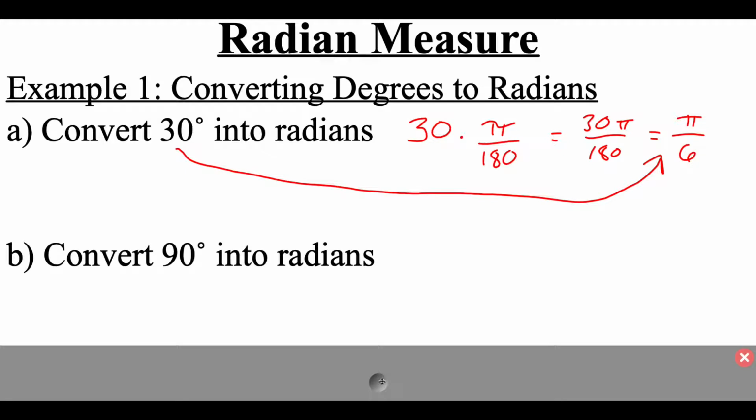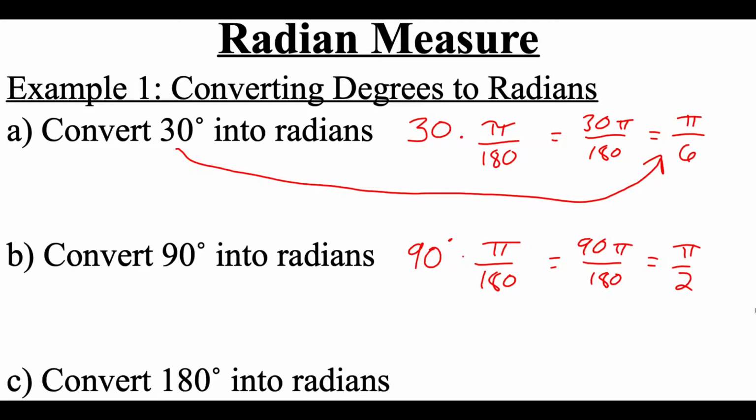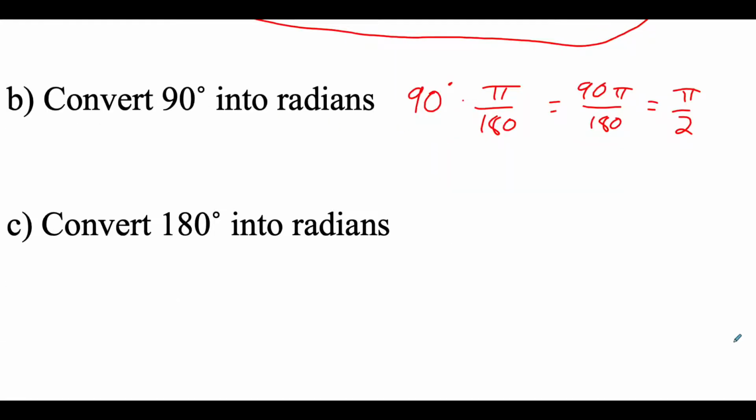If we look at converting 90 degrees into radians, we're going to do something similar. So taking 90 degrees and multiplying by pi over 180, we're going to end up getting 90 pi over 180. Reducing down the 90 and the 180, we're going to get pi over 2. So a 90 degree angle is the same as pi over 2 in radians. Last one we're going to do here is converting 180 degrees into radians. So if I take 180 times pi over 180, I get 180 pi over 180, and those 180s are going to cancel each other out, so we just get pi. So 180 degrees is the same as pi in radians.